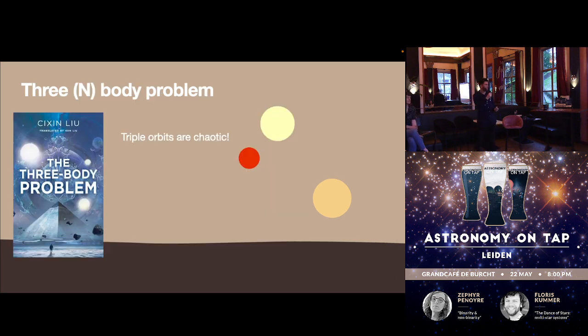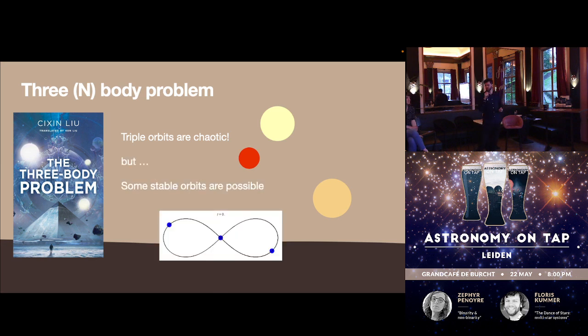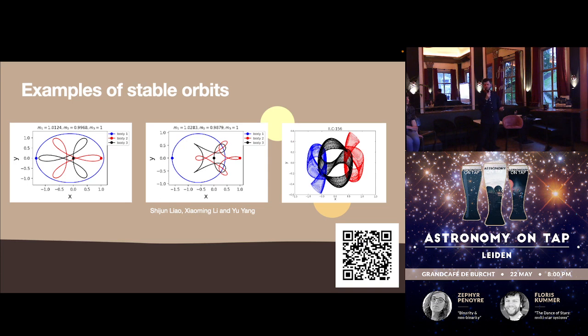So, we've seen that triple orbits are chaotic, but there are actually some very specific configurations in which these triple orbits can be stable. And this is, I think, the most famous example. So here the 3 stars move along an H shape or infinity shape. And this is actually a stable orbit. And this was already figured out a few hundreds of years ago. And at that time, they already knew a couple more of these specific configurations. But nowadays, with the help of computers, there are thousands of such systems now. And here are just a few examples.